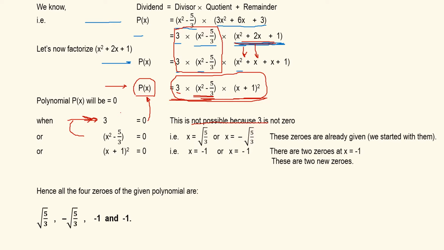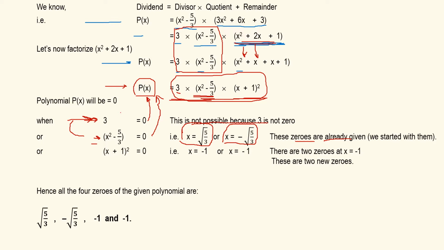The second factor on the right hand side is x square minus 5 by 3, and if we make this equal to 0, the entire polynomial px will become 0. So let's see what is the value of x when this factor x square minus 5 by 3 becomes 0. We see that when x is equal to square root of 5 by 3 or x is equal to minus square root of 5 by 3, this entire polynomial px becomes 0. So we can say that x is equal to square root of 5 by 3 and x is equal to minus square root of 5 by 3 are zeros of the polynomial. This is true, but these are the zeros which we have already been given in the question. So that is not our objective. Our objective is to find the additional zeros.